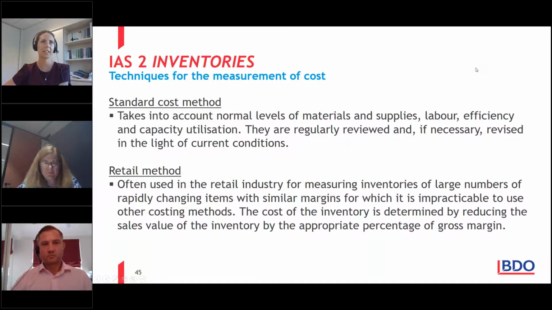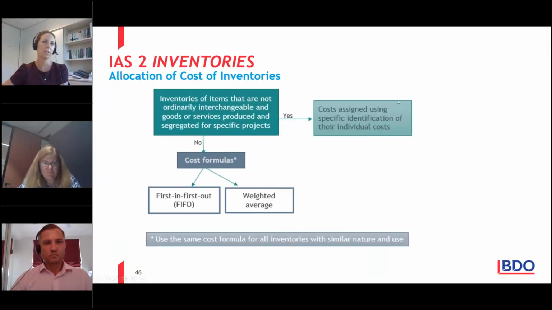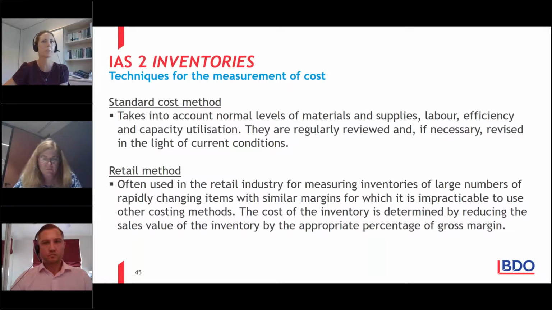So the first point to consider, there's various techniques allowed for the measurement of cost of inventory. The first one there is the standard cost method. And the other option is the retail method, and either may be used for convenience if it results in the approximate cost. So just very high level, the standard cost takes into account normal levels of materials and supplies, labor, efficiency, and capacity utilization, whereas the retail method, generally used for measuring inventories of large numbers and rapidly changing items, all that have similar margins. Using this method, the cost of inventory is determined by reducing the sales value of the inventory by the appropriate gross margin percentage.